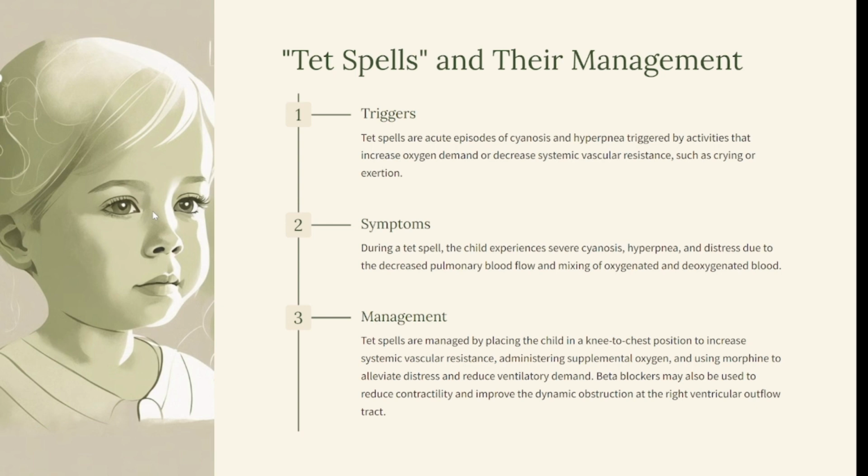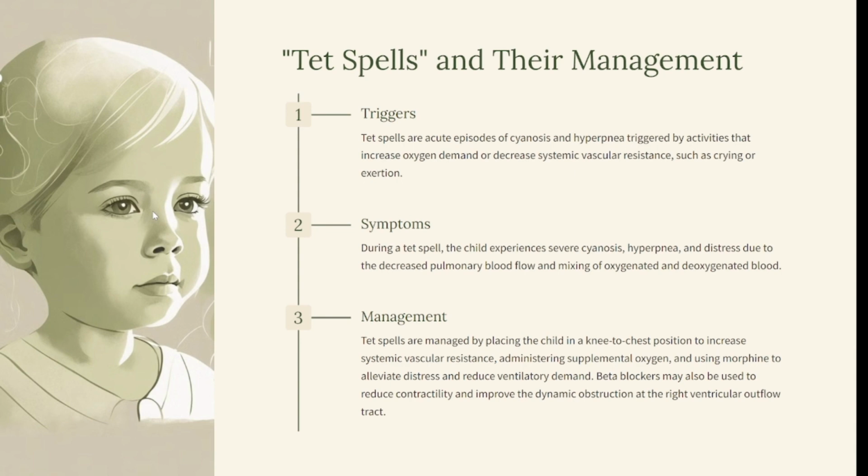They are managed by placing the child in a knee-to-chest position to increase systemic vascular resistance, administering supplemental oxygen, and using morphine to alleviate distress and reduce ventilatory demand. Beta blockers may be used to reduce contractility and improve the dynamic obstruction at the right ventricular outflow tract.